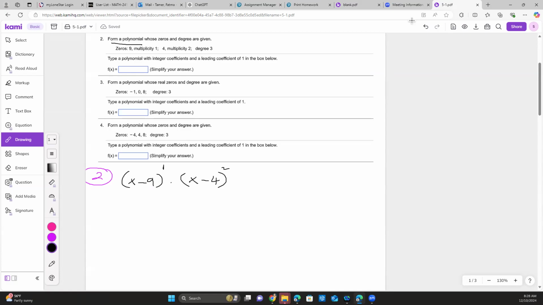Once we find this, they want us to expand it. So we're going to write the x minus 9 again. I'm going to first expand (x - 4) to the second power.